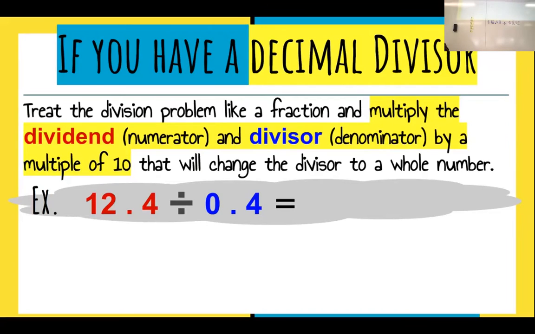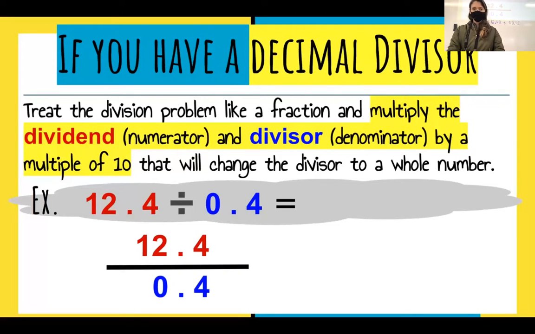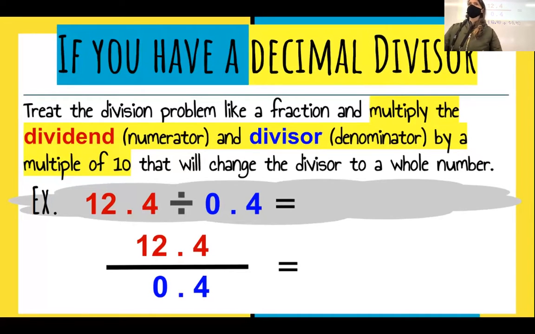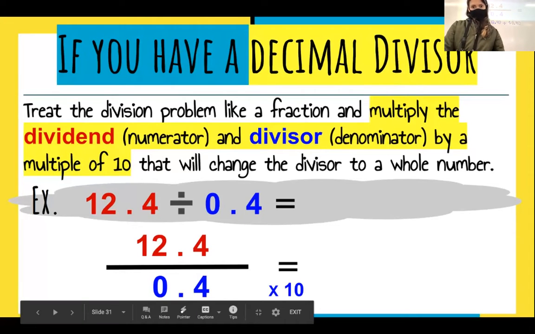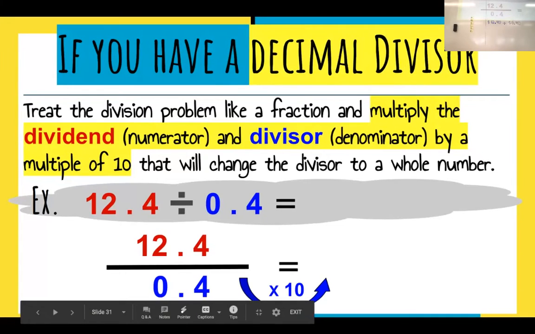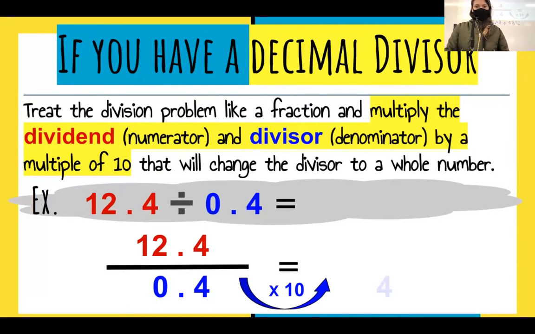So step number 1, we're going to look at the relationship between our dividend and a divisor, just like we would in a fraction. Then we're going to see how we can change that divisor into a whole number. How are we going to change it? What do we need to do? Matthias again. Multiply by 10. And that's how we get 4.